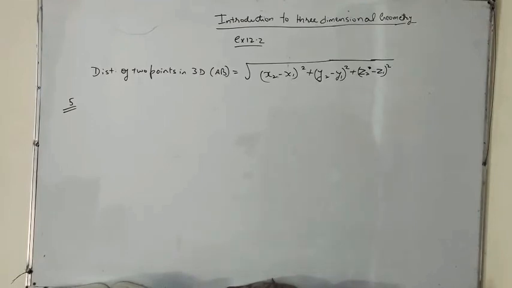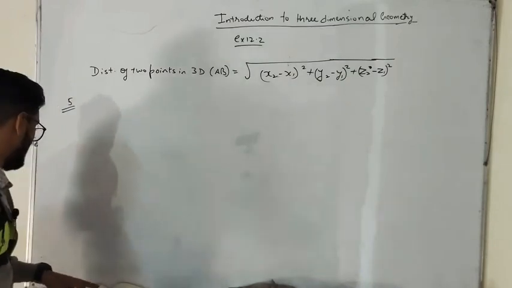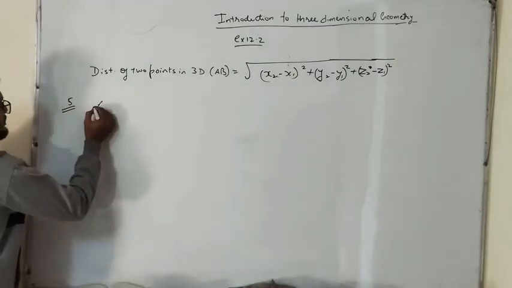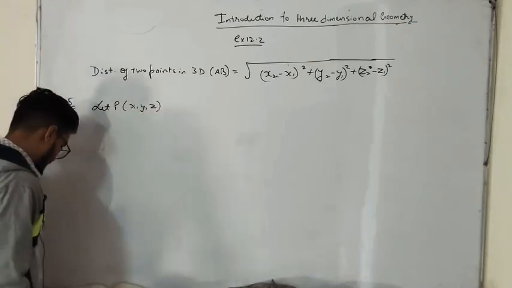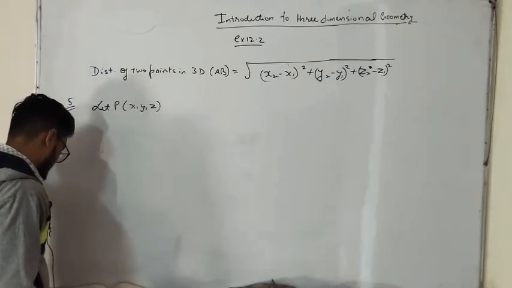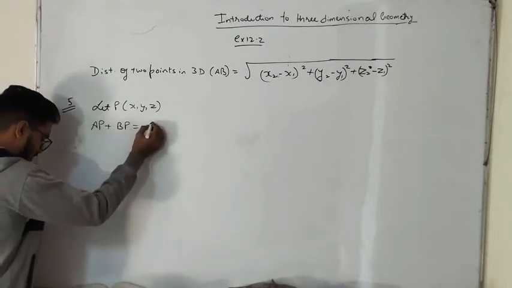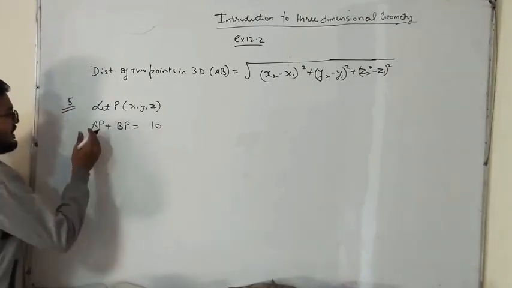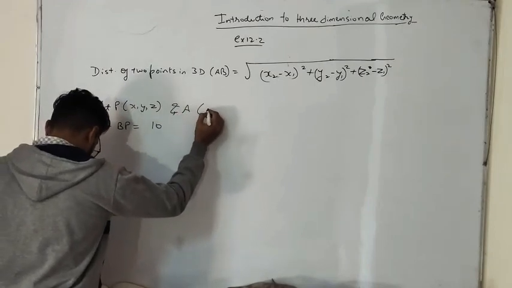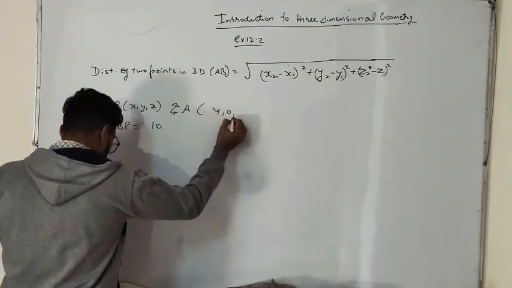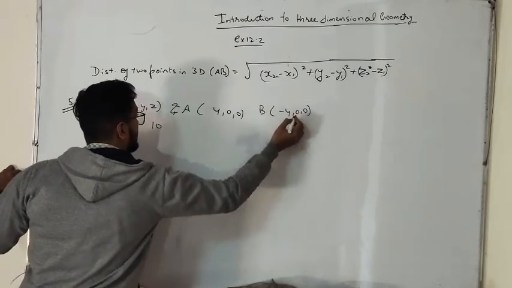Next is 5th question. It is also very easy. So in 5th question we have to find the equation of the set of points P. So let P be x comma y comma z, right? The sum of whose distances from A and B is 10, so AP plus BP is equal to 10. This is given. A coordinate is 4 comma 0 comma 0. B coordinate is minus 4 comma 0 comma 0, right?